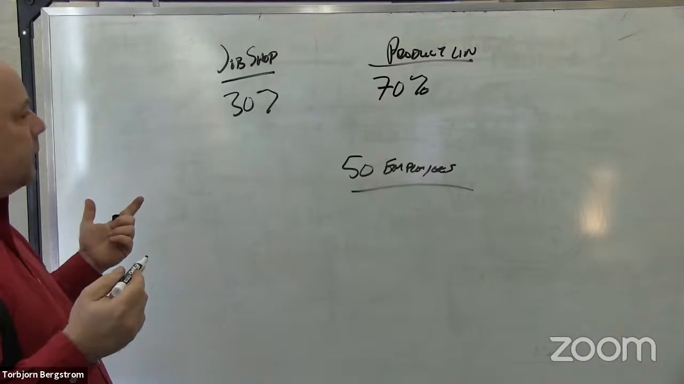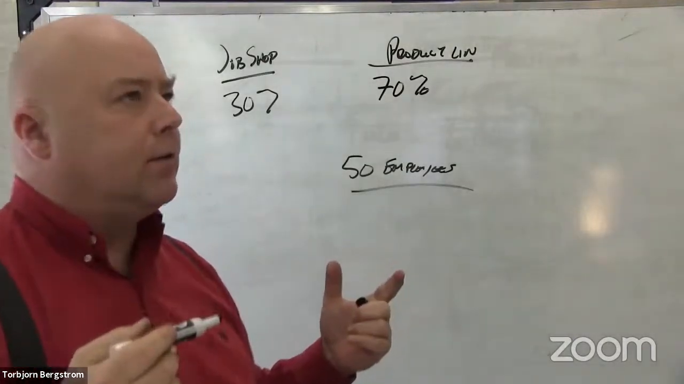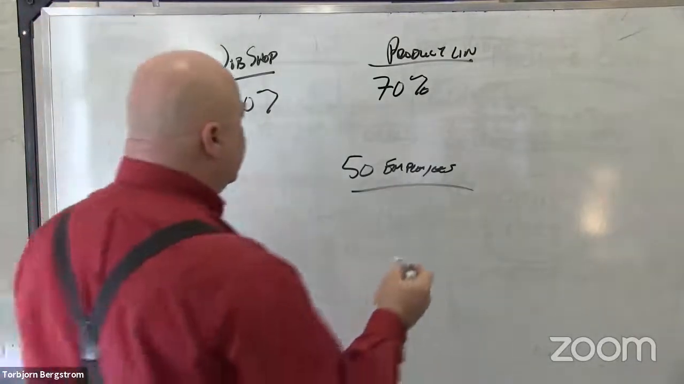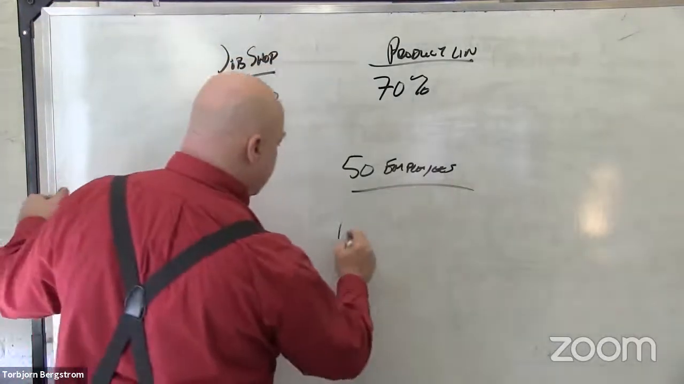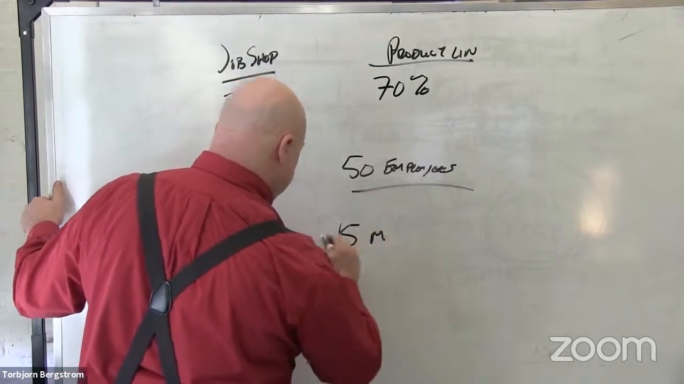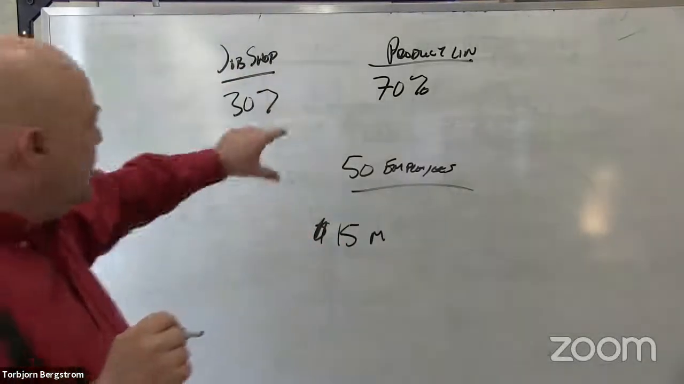Let's see, 50 employees. Every fourth employee is worth about $1 million in revenue. 50 divided by 4 is what? Let's call it $15 million in revenue. So you're making $15 million a year right now with 50 employees.